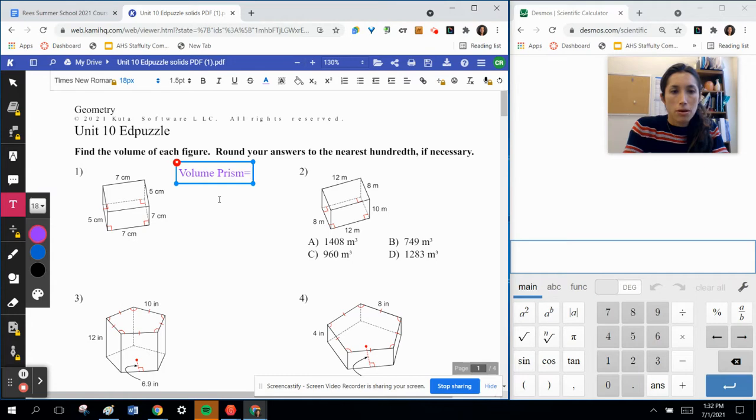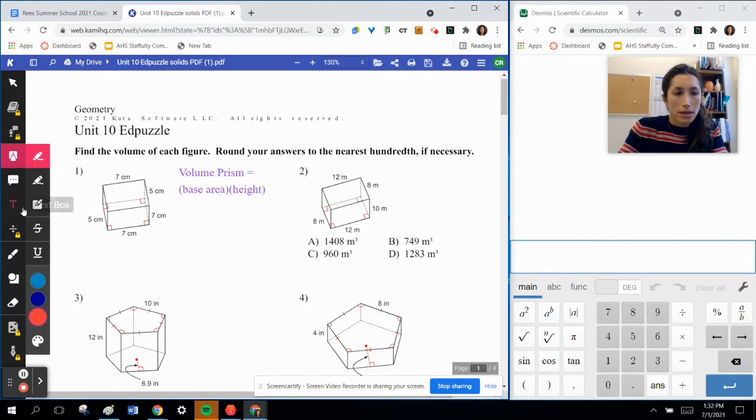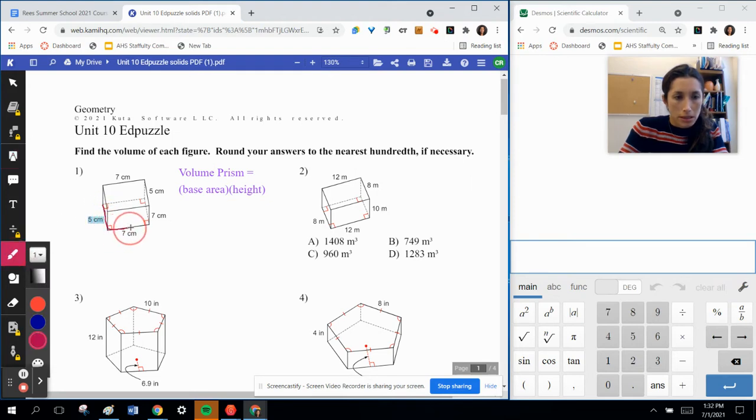So the volume of a prism, it'll be a little neater if I write it here, is the base area multiplied by the height, the prism height. So in our diagram here, let's identify our base. This would be the base. So this shape here would be the base, and it is a 7 by 5 rectangle. That's at the bottom there.